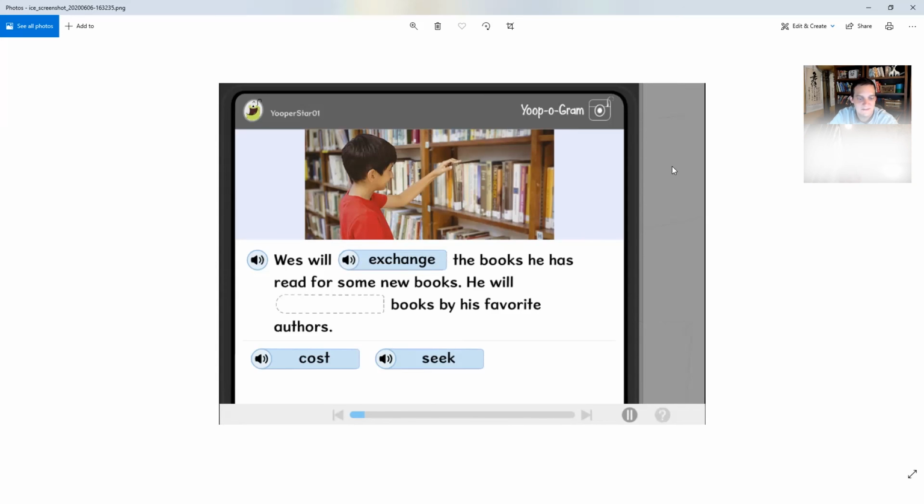Next sentence. He will seek books by his favorite authors. Yeah. So he's looking for the authors, which is the writers. He's going to look for his favorite authors, his favorite kind of books, because he likes a certain writer, and that writer usually writes very good books. So he's going to find the other books from the same writer or the same author.